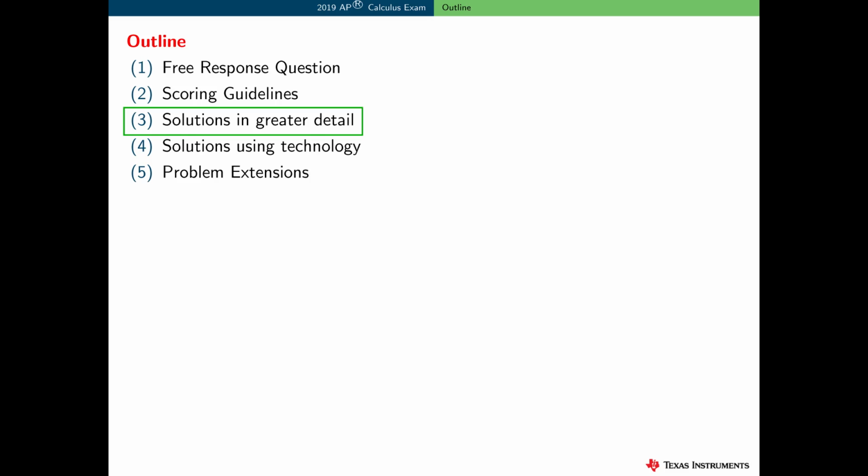the scoring guidelines. This was a calculator active question, so I'll show you how to use technology to explore and answer parts of this question and to confirm solutions where appropriate. And I'll also suggest a few problem extensions. These are additional AP Calculus type questions that involve some of the concepts associated with this question.